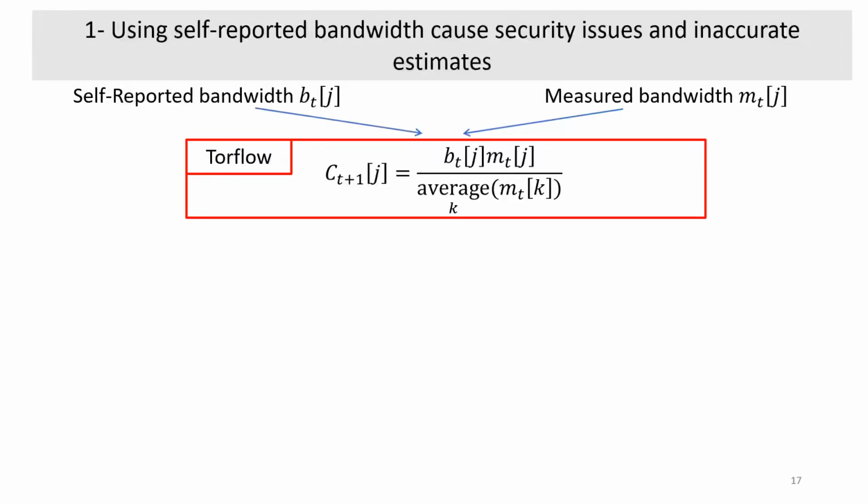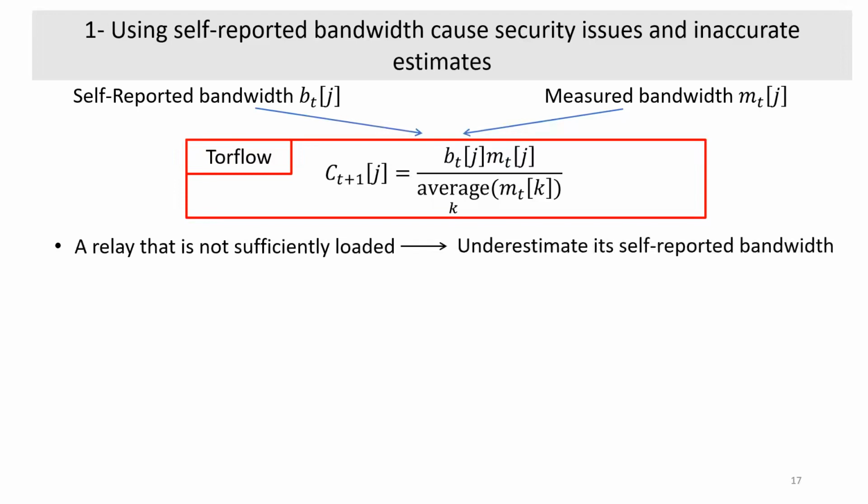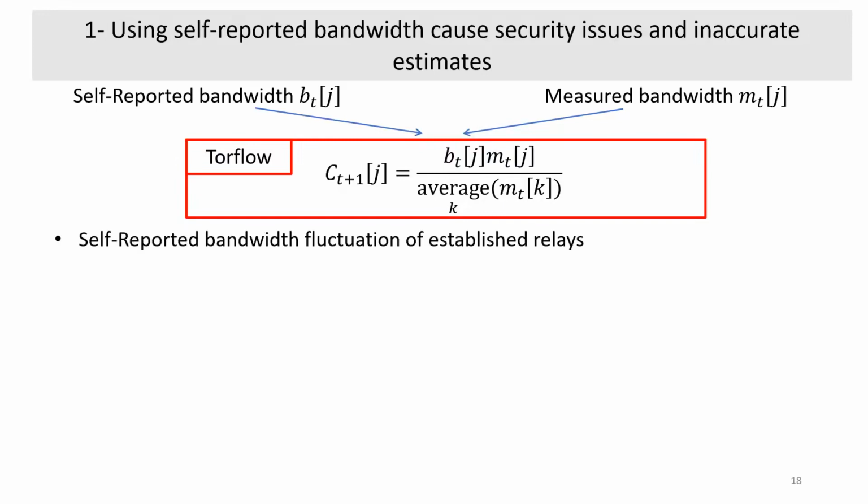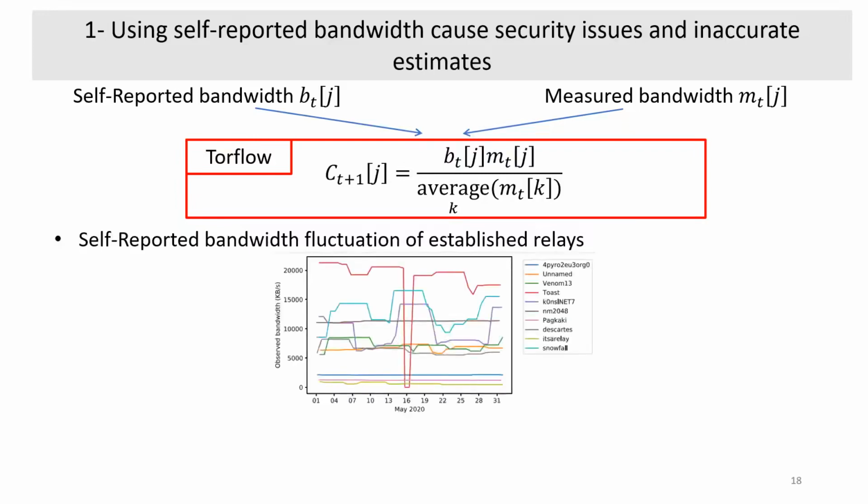This method, however, has a number of disadvantages. A relay that is not sufficiently loaded may underestimate its self-reported bandwidth. This leads to a well-documented ramp-up period of new relays, where their low self-reported bandwidth leads to a small estimated capacity and hence low load, which in turn leads to low self-reported bandwidth. But even established relays see their self-reported bandwidth change over time, as can be seen in this plot of the self-reported bandwidth of 10 randomly selected relays in the Tor network over the month of May 2020.